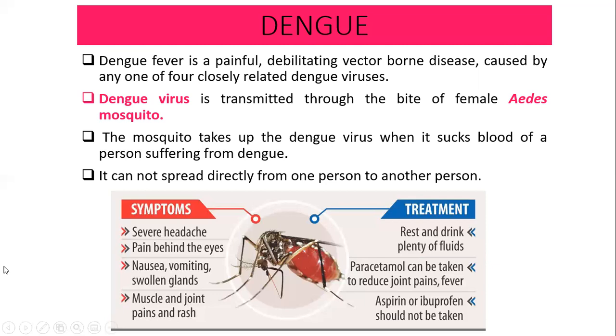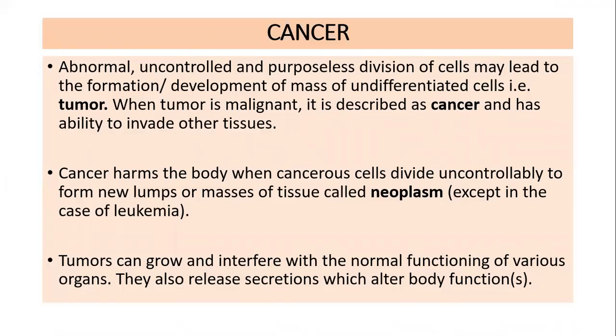I hope that for the earlier diseases, you have written the causative agent, symptoms, preventive measures, and mode of transmission. Because if you're not writing, you're not able to remember. Okay, so let us go for the next now.